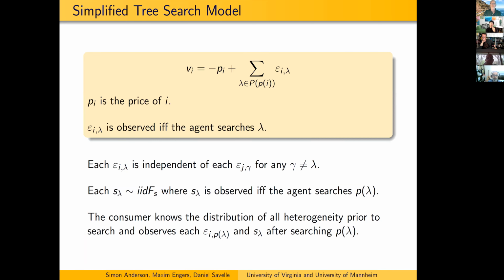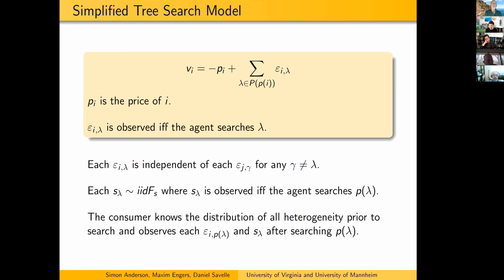And now we're going to get into a slide that I'm going to parse for you. It's this idea that we're going to want to do a somewhat rich version of search, but we don't want to go anywhere near as far as what we do in the paper, which is more advanced. So we're going to think about this as values are going to be negative pi plus components of the value. And these components are learned on the pathway to this option. So as you go towards I, you're going to learn epsilon_{I,lambda}. So when you search lambda, that's what you're going to learn about I.